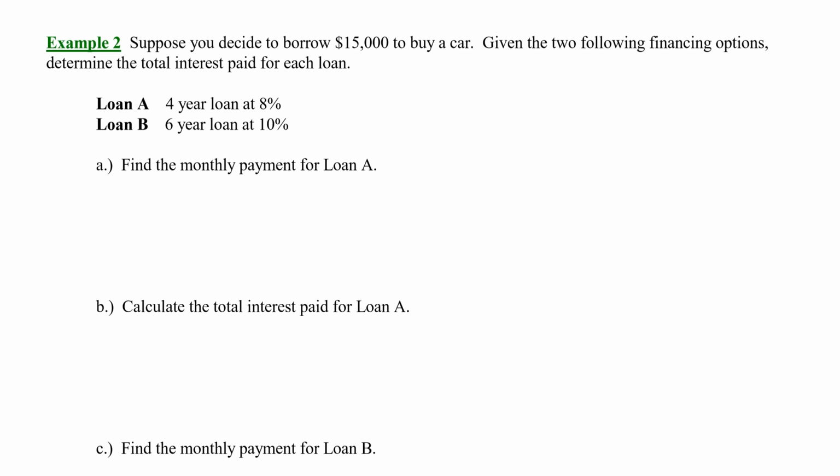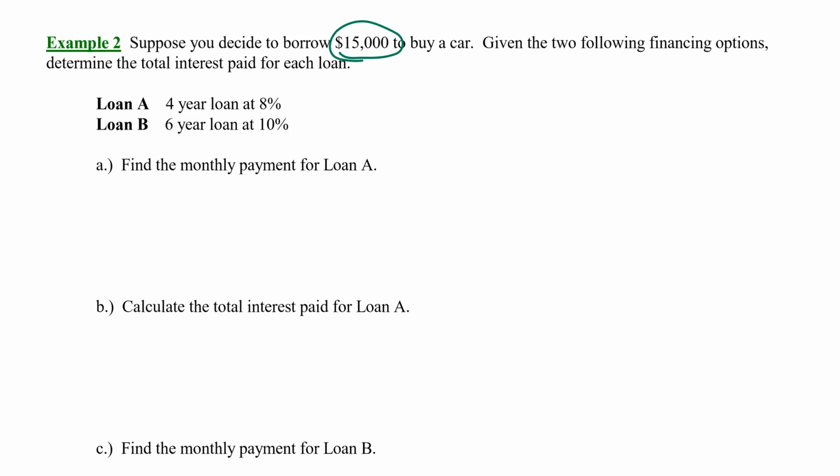Let's do another example. Example 2. Suppose you decide to borrow $15,000 to buy a car. Given the two following financing options, determine the total interest paid for each loan. So you've picked out a specific car. The price is $15,000, and you're comparing loans.